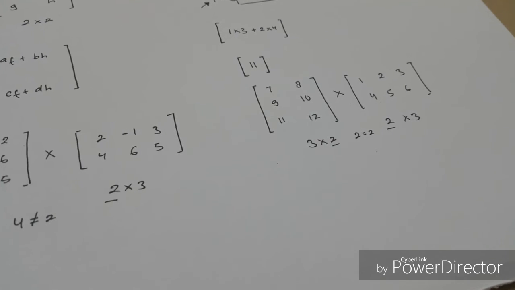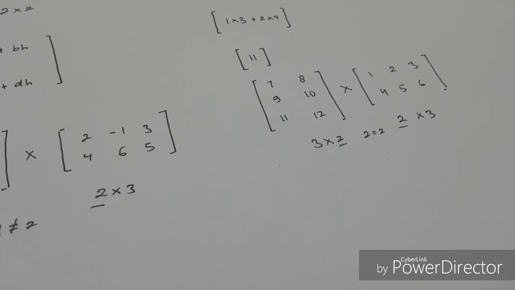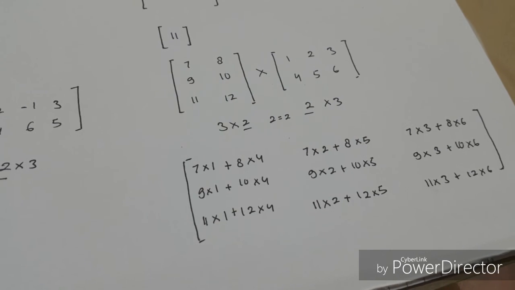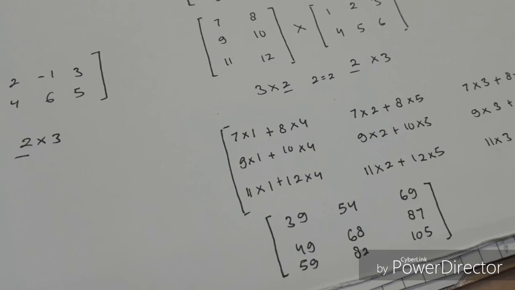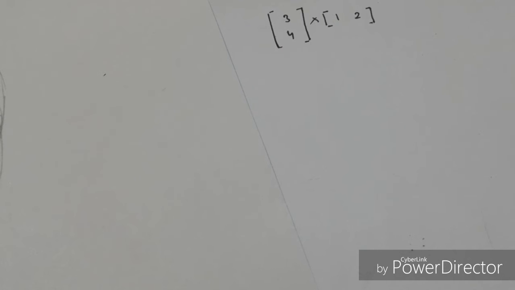For the second question, if we switch their places around, 2 is equal to 2. But as you can see, the answer is completely different. Again, for the third example, I will do it a little bit slower. Switch their places around.